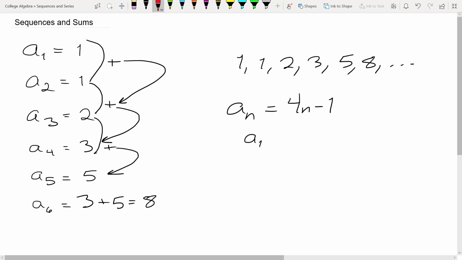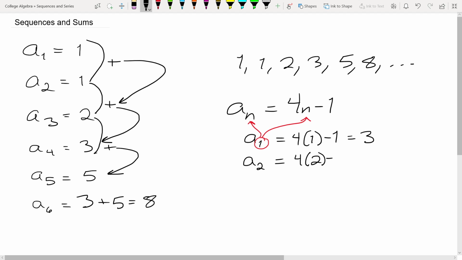what we're going to do here is we're going to take the 1, we're going to plug it into the n. Just like in a function where you input a number for x, that means every occurrence of n is going to be changed to 1. And that's how we actually find the value. 4 times 1 is 4, minus 1 is 3. a_2, same process. 4 times 2 now, because that's what n is, minus 1, that's 8 minus 1, so it gives you 7. a_3 is 4 times 3 minus 1. 12 minus 1 is 11.